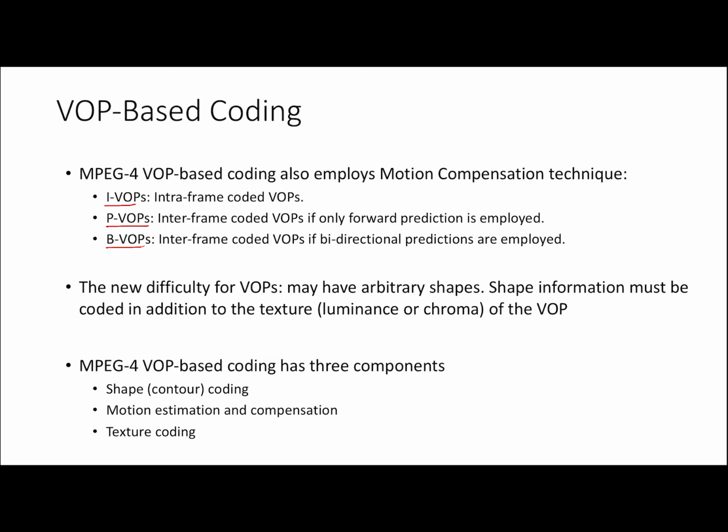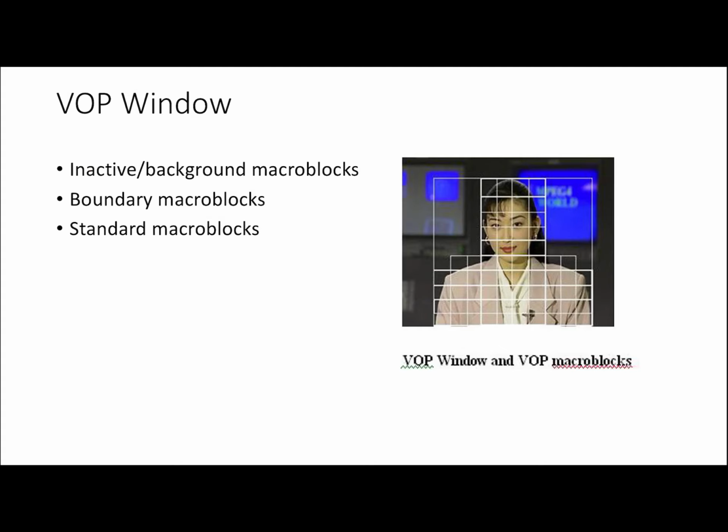So basically, in MPEG-4 based video coding, we have three components. The major one is shape coding, motion estimation and compensation, similar to what we have done in MPEG-1 and 2, and the texture coding, which is also quite similar to previous coding standards.